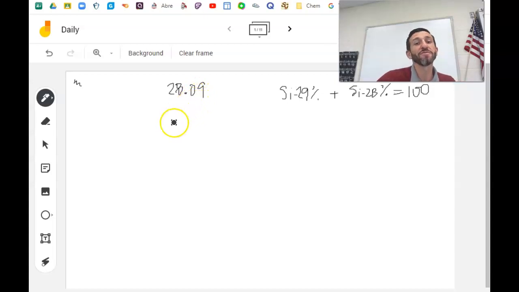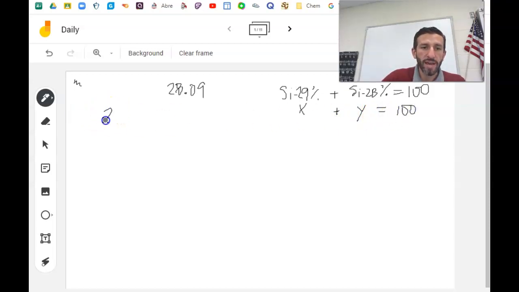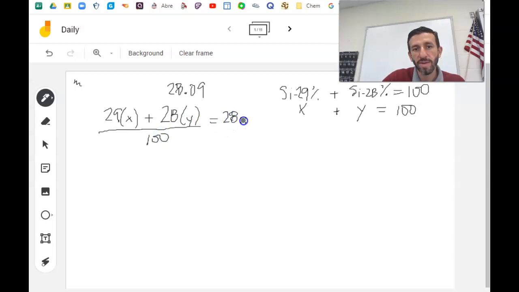And then number 3 says, you're going to have to use your amazing algebra skills. So basically here, we're going to have to use a system of equations. So here's what I can gather from this, okay? Basically, if I call this x and I call this y, I know that x plus y has to equal 100%. Well, I also know that mass 29 times percent x plus mass 28 times percent y divided by 100 has to equal the average atomic mass. You've done that stuff already. So basically now I have a system of equations that I can manipulate to find out the percent abundances, which will be x and y.